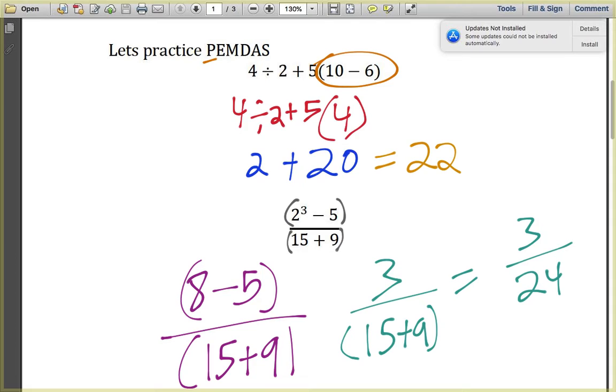Now, some of you might look at this and say, oh, well, 24 doesn't go into 3, but you have to remember you can simplify. And since both pieces are divisible by 3, think of it like this. 3 divided by 3 on top will be 1. 24 divided by 3 is 8. Now you're done.